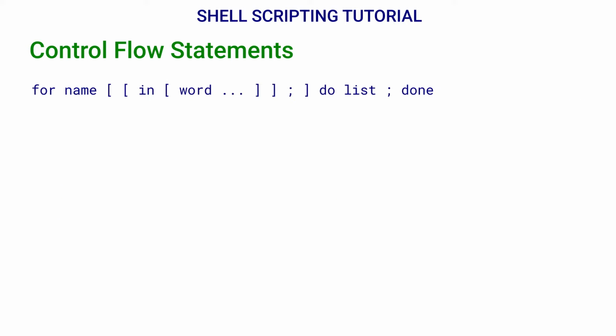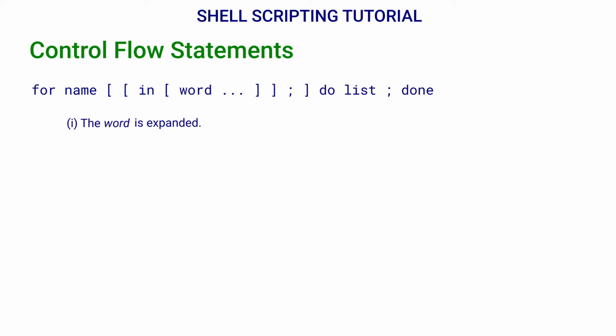There are two forms of for loop, the traditional shell form and the C style. This is the traditional shell for loop: for name [in word ...]; do list; done. The part inside the brackets is optional and semicolons can be substituted by new lines.